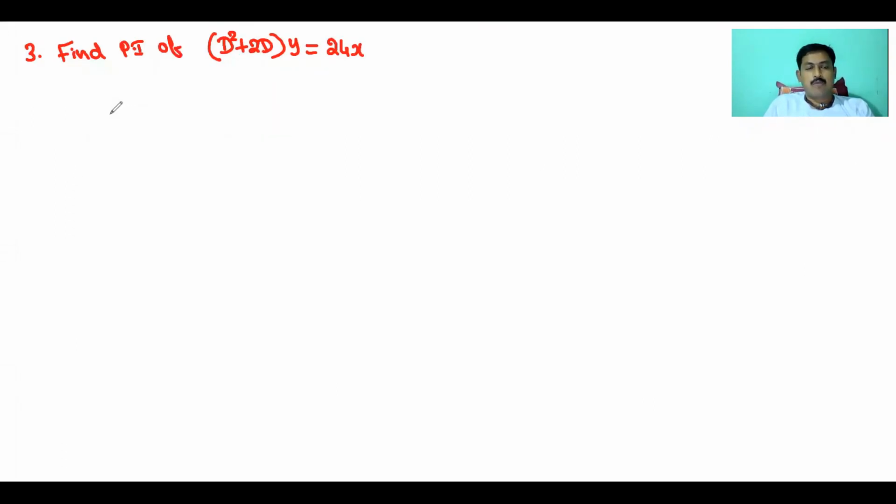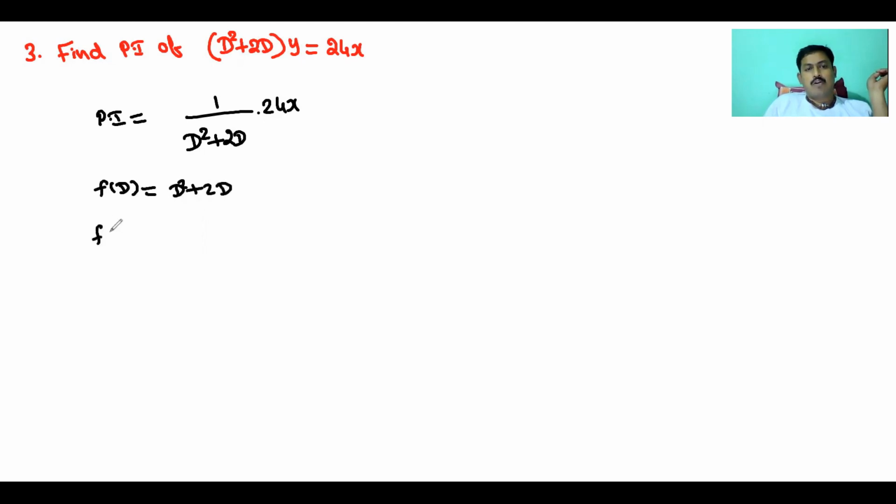Therefore, directly I will take only PI. Find PI of D square plus 2D into y equal to 24x. If you see your right hand side, it comes under type 3. We can write our particular integral as 1 by D square plus 2D into 24x. Here your f of D is D square plus 2D.